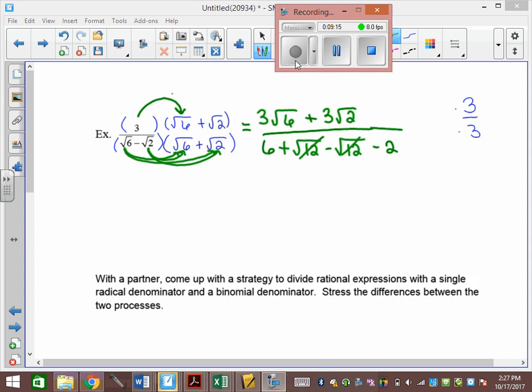So on the top, I have 3 root 6 plus 3 root 2. Can I reduce the 6 or the 2 at all under the radicals? No. So they're staying. Can I put them together? No, because they don't have like radicands. So they're staying together on the top like that. What's on the bottom? 4.